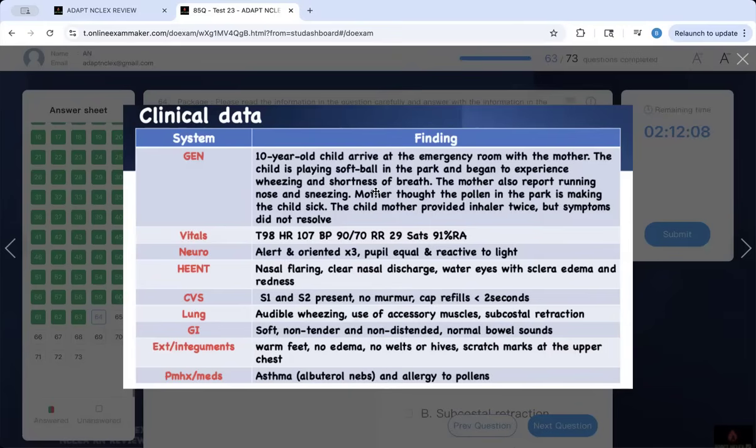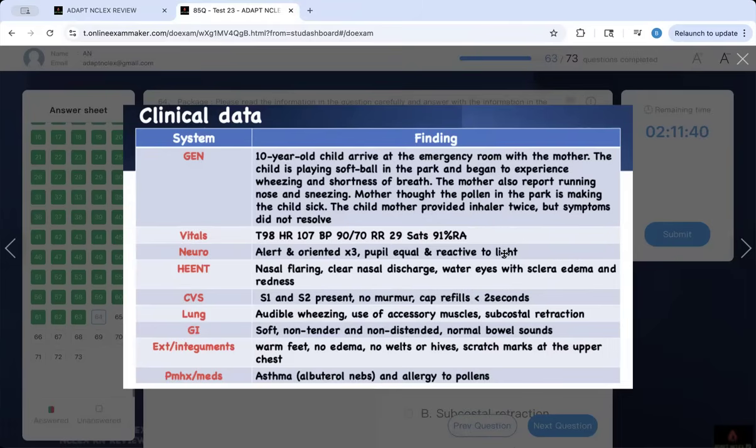Everything I'm reading should come together now. It should meet the criteria of wheezing. The mother also reports runny nose. Oh, the kid is sick and sneezing. Does he have the flu? Mother thought the pollen in the park is making the child sick. Is it the pollen causing the problem? The mother provided the inhaler twice, but symptoms did not resolve. That tells you the patient has what? Asthma. You see, you figure it out.